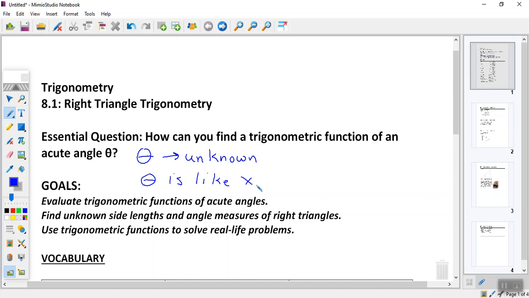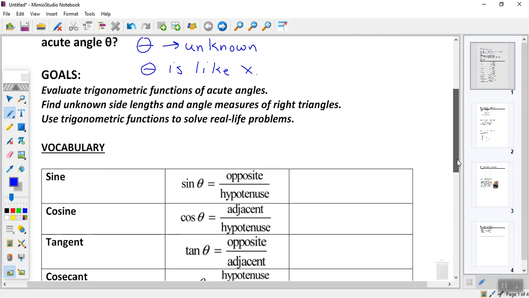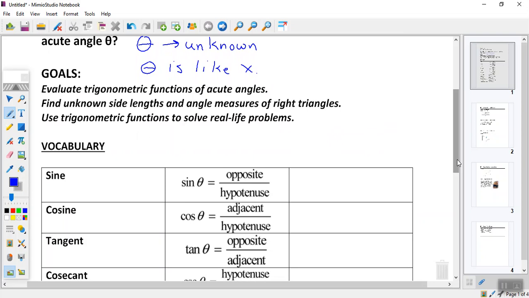Okay? So right triangle trig, one of the angles always has to be how many degrees? 90 degrees. So our job, in order to answer this question about trigonometric functions of an acute angle theta, is this. We've got to be able to evaluate trig functions of acute angles. We're going to find unknown side lengths and angle measures of right triangles. And then we're going to use the trig functions to look at a few real-life problems.